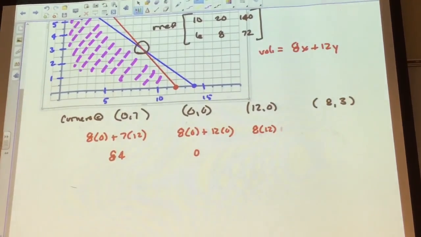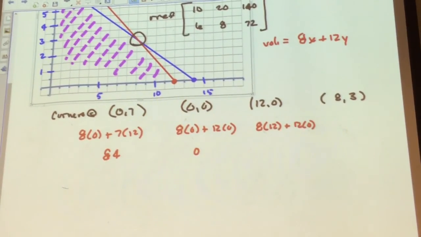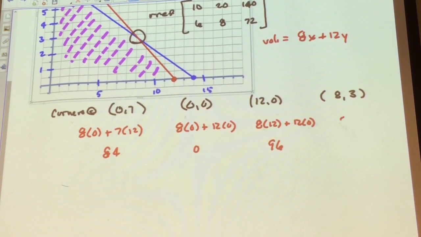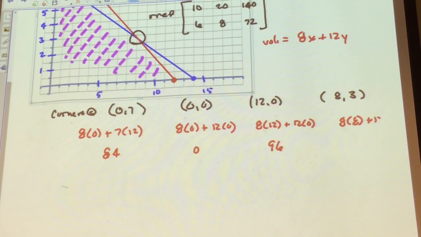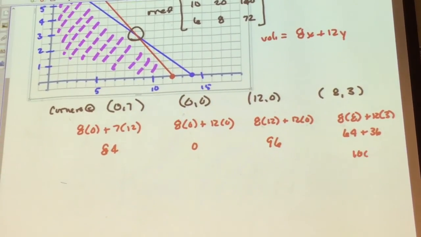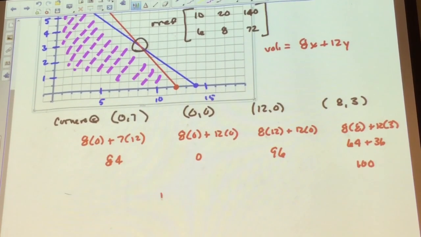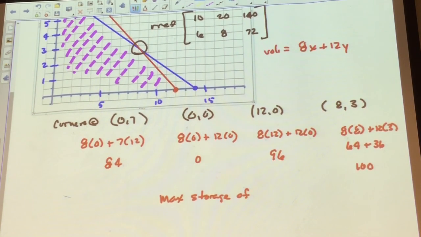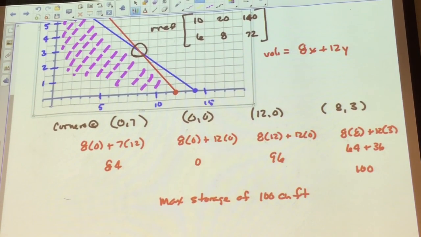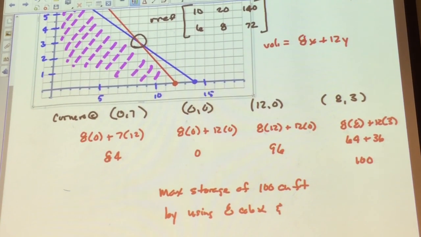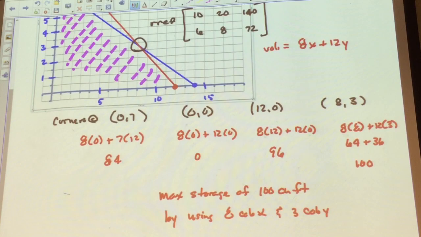8 times 12, 12 times 0 gives me 96 cubic feet of storage space. And then out here, 8 times 8, 12 times 3, 64 and 36 gives me 100. So in this particular case, I have a maximum storage of 100 cubic feet by using 8 cabinet X's and 3 cabinet Y's.